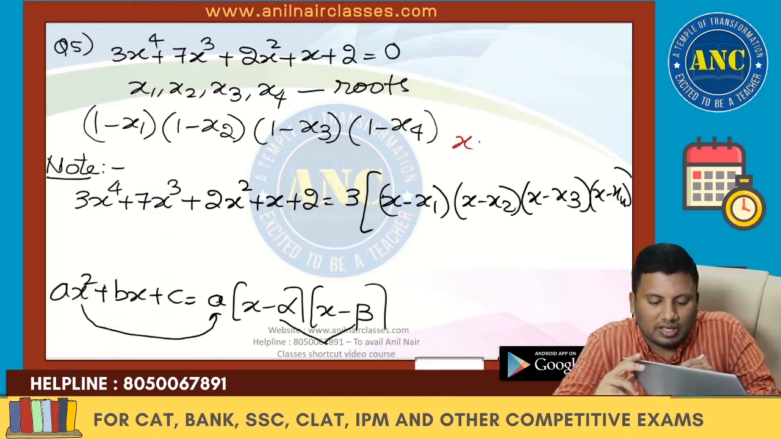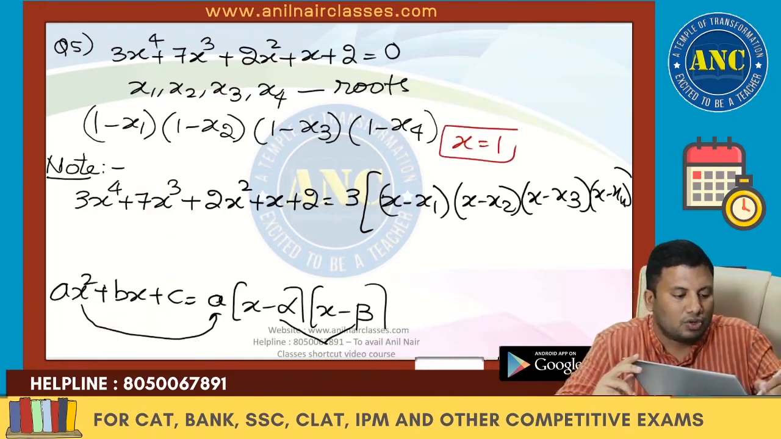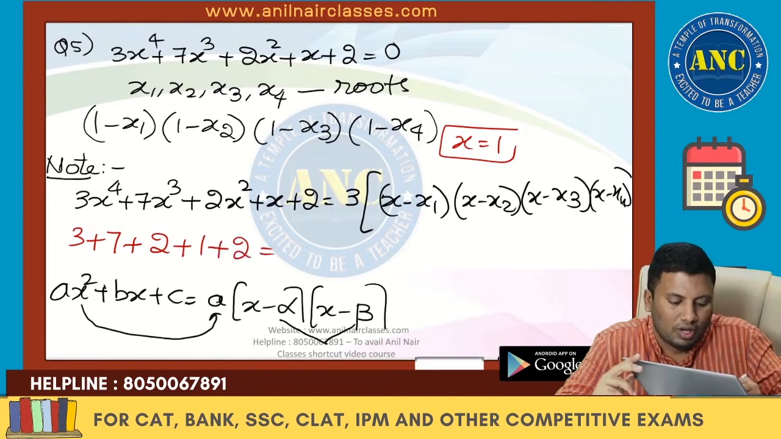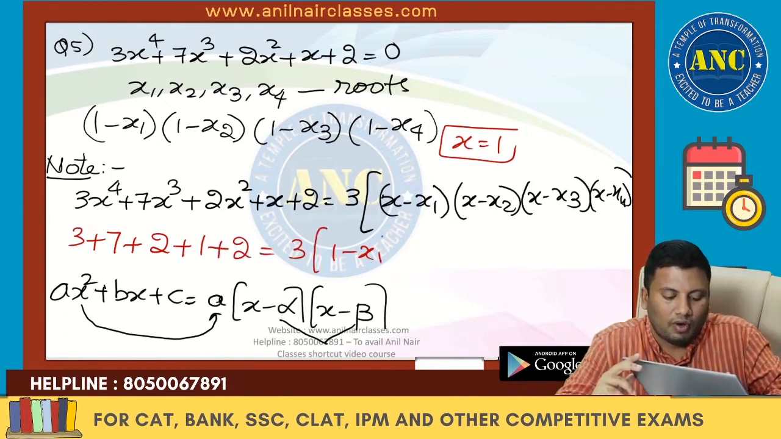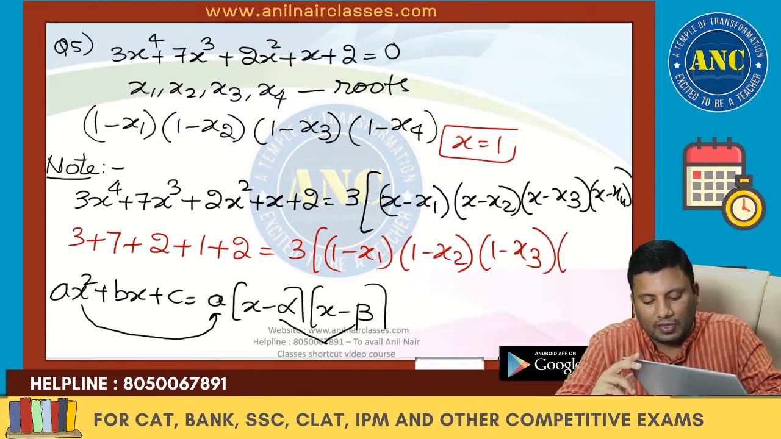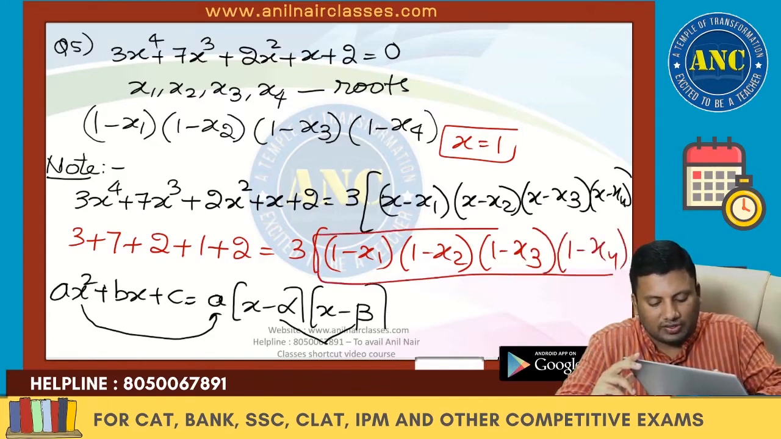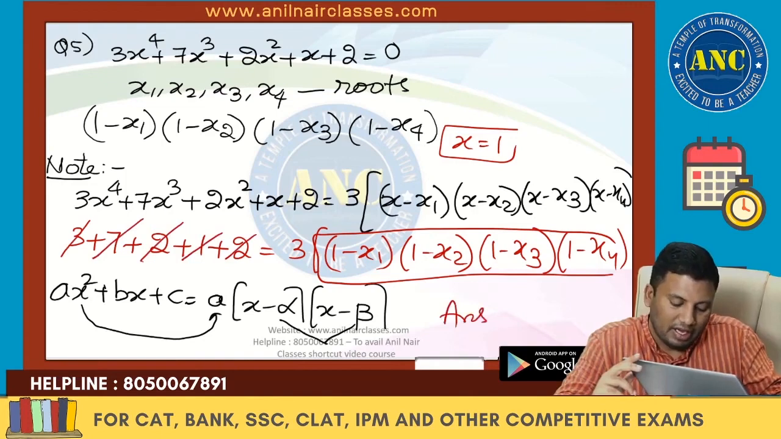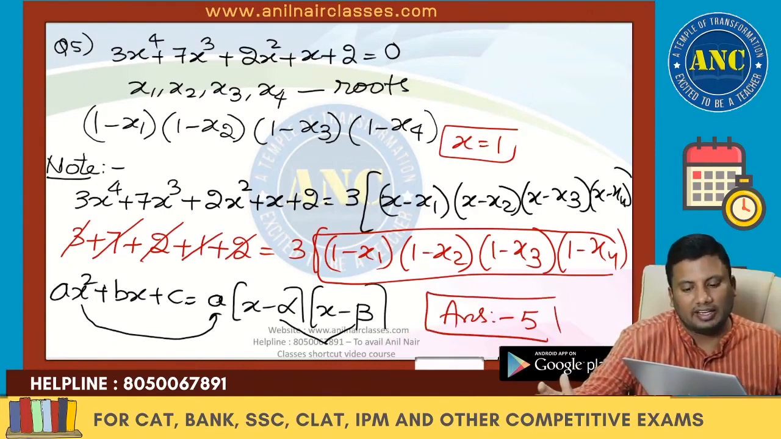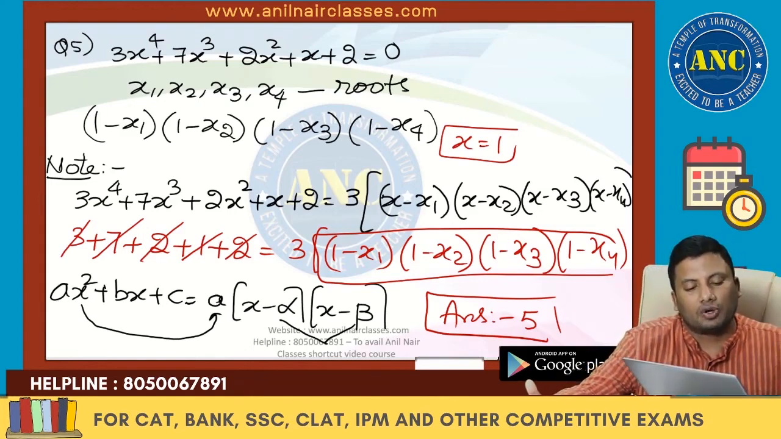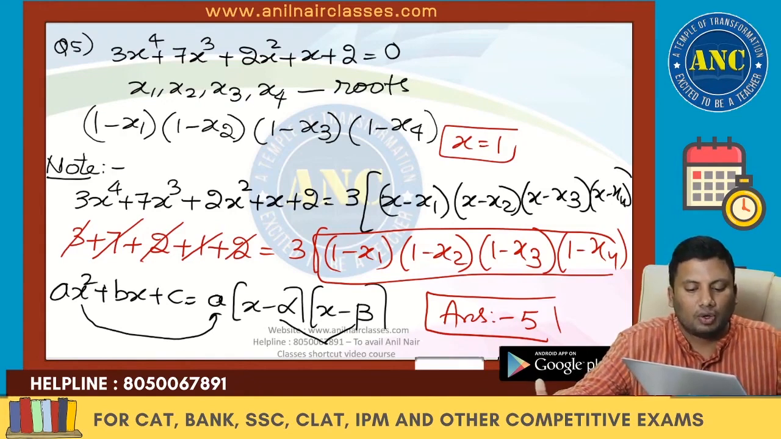Now x needs to be substituted as 1. Just a substitution and I will get the answer. 3 plus 2, 7 plus 2 plus 1 plus 2. It is nothing but 3 into 1 minus x1, 1 minus x2, 1 minus x3, 1 minus x4. I want this value. So answer is 10, 12, 13, 15. 15 by 3. Answer for this question is 5. I hope the idea is clear. It could be 1 minus x1, 1 minus x2, 1 minus x3. It could also be 2 minus x1, 2 minus x2, 2 minus x3.